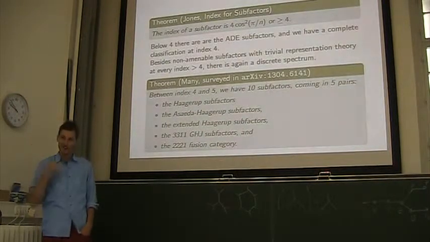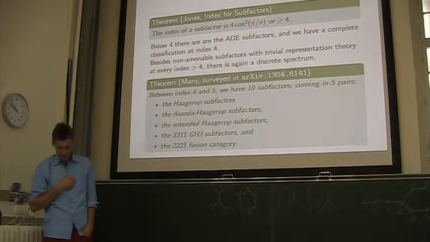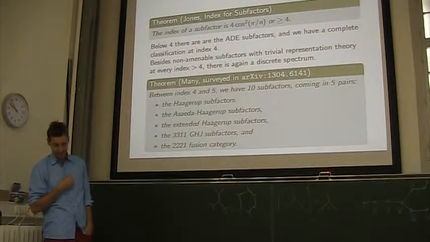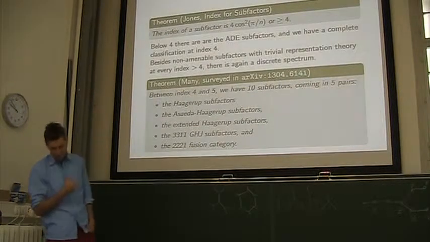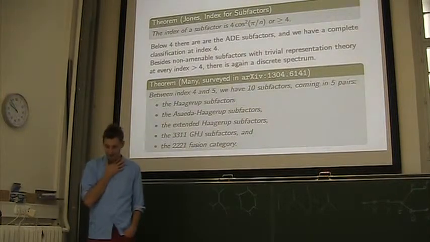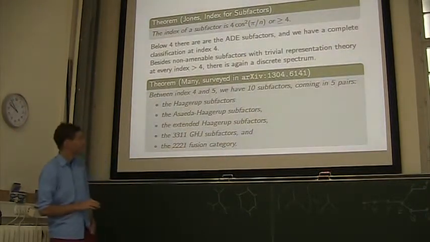And we all know that the dimensions of objects in fusion categories, in unitary fusion categories at least, look like 2 cosine pi over n, or they're bigger than 2. And it's just something about algebraic numbers that gives you that. But still, the classifications look very different below and above 4.